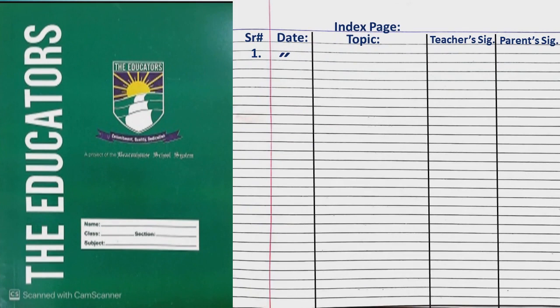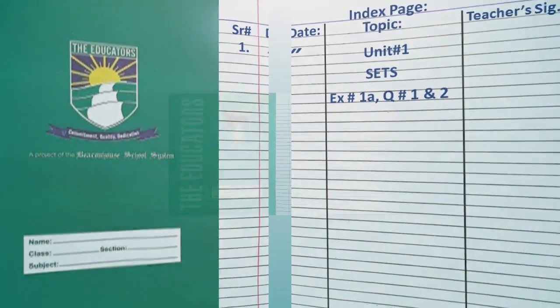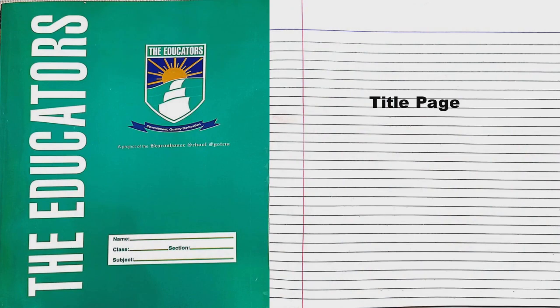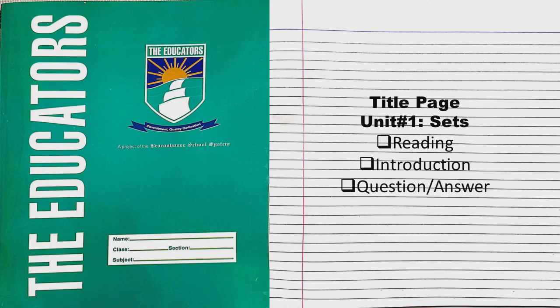So dear students, it's time to start our notebook work. Please open your maths notebook and write today's index, unit number 1, sets. Exercise number 1A, question number 1 and 2. Let's make the title page of unit number 1, sets. Write reading, introduction and questions answer. Write today's task, day and date on your notebook. The topic is unit number 1, sets.